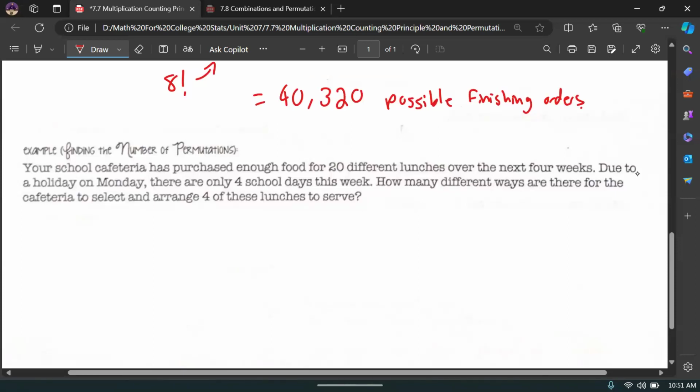So now this one's interesting because we're not using all 20 days, right? We have 20 options for lunch, but we only have 4 days to choose from. Now, I assume we're not going to just serve the same thing every day. We're going to mix it up. So we have 20 different lunches over the next 4 weeks. So the first day, we have 20 possibilities that we can have for lunch.